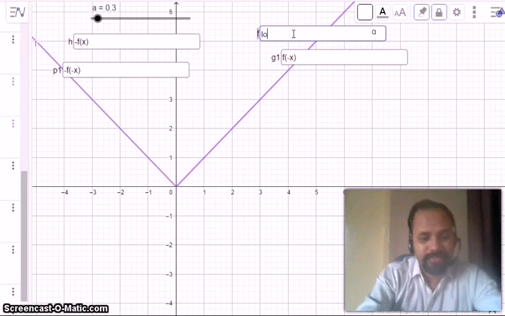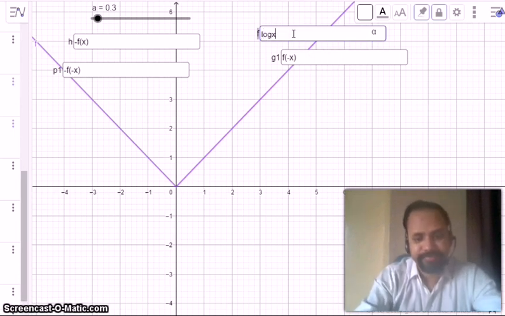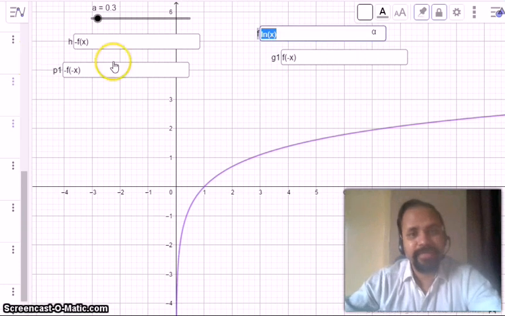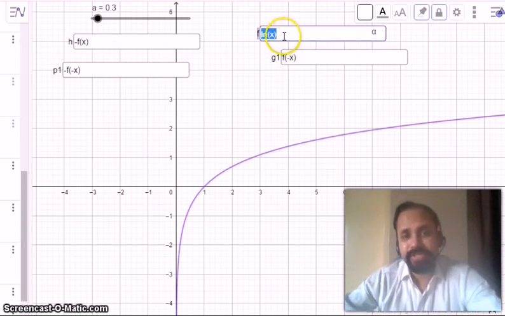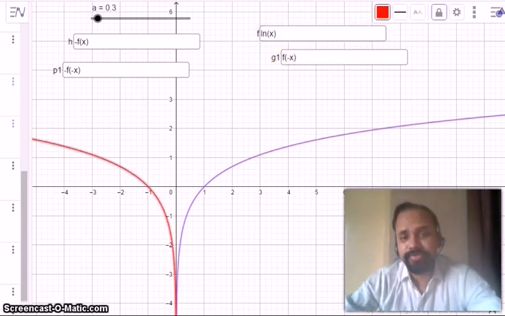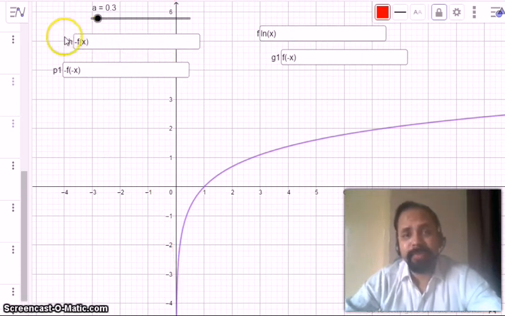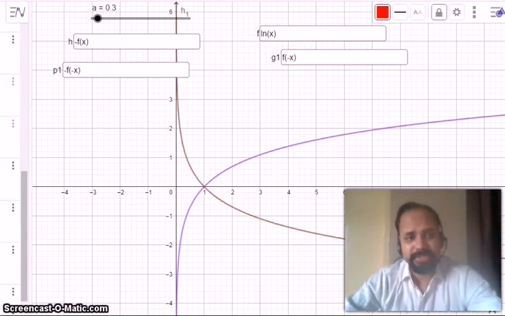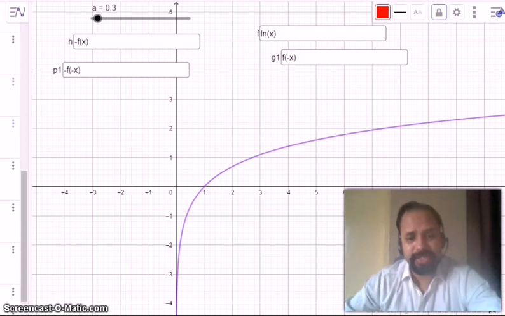Okay, consider log x. What we have seen, again I am repeating, we have log x. If we want to draw the graph of f of minus x, then consider the y-axis as a plane mirror, then draw the image of that graph with respect to the y-axis. And if we want to draw the graph of minus f of x, that means minus log x, then consider the x-axis as a plane mirror. Okay, next, come on third.